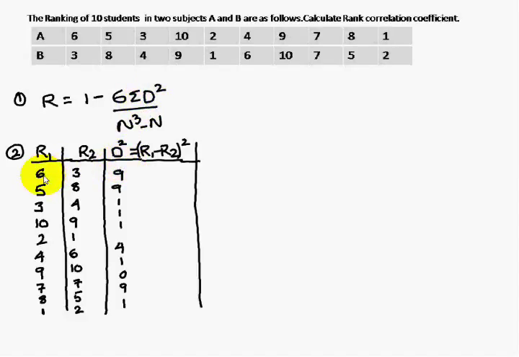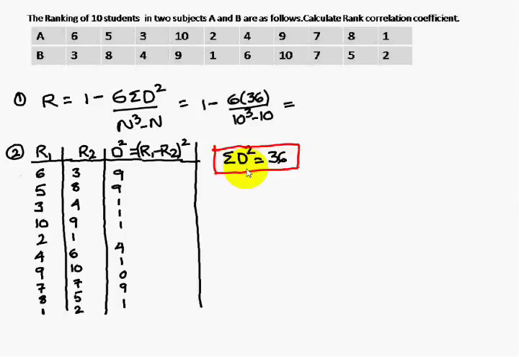D square means R1 minus R2 whole square. 6 minus 3, 3 whole square 9. Similarly 5 minus 8, 3 whole square 9. Similarly 3 minus 4 whole square 1. Similarly, if you do like this, you are going to get these values. If you add all these values, the summation of this column comes as sigma d square equal to 36. Just substitute these values in the formula.